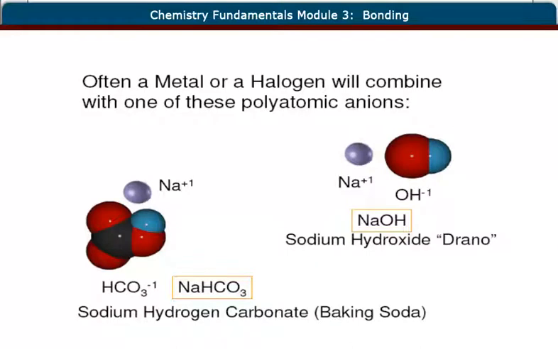Often a metal or a halogen will combine with one of these polyatomic ions. Here are 2 you may be familiar with, sodium hydrogen carbonate, or baking soda, and sodium hydroxide, also known as Drano.